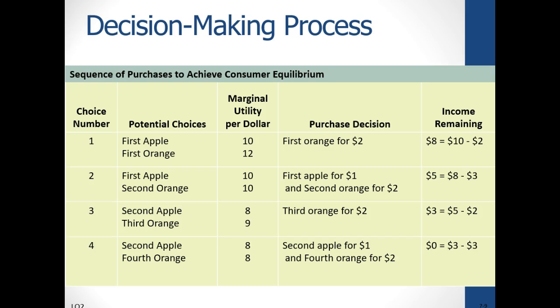This table summarizes the step-by-step decision-making process the rational consumer will pursue to reach the utility maximizing combination. The algebraic statement of this utility maximizing state is that the consumer will allocate income in such a way that the marginal utility of apples divided by the price of apples is equal to the marginal utility of oranges divided by the price of oranges. And we refer here to the data from the previous slide.